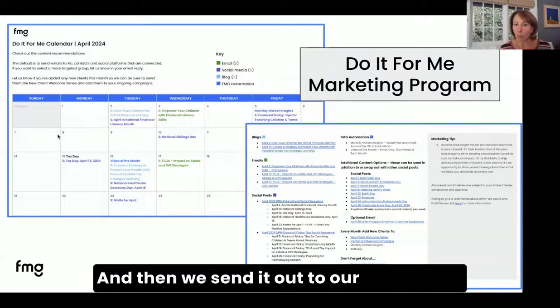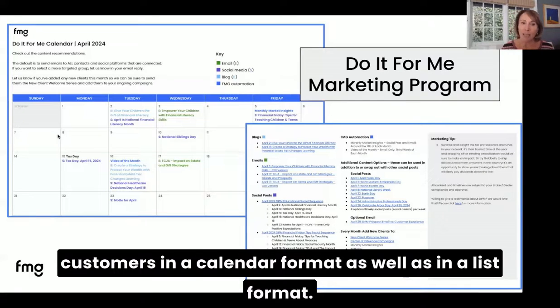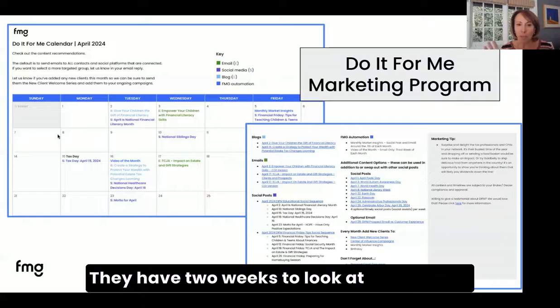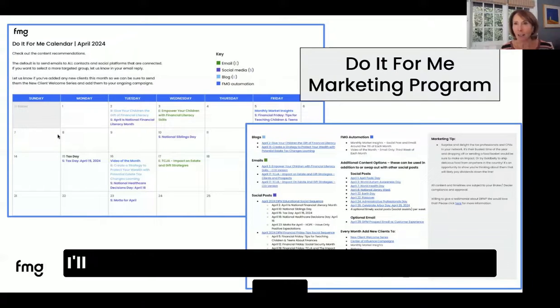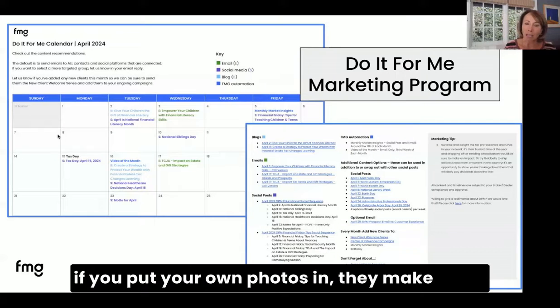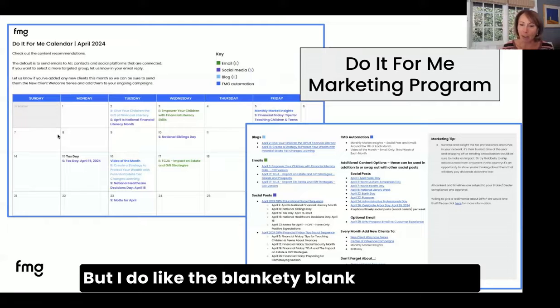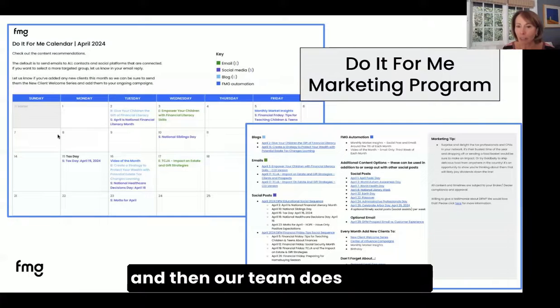And then we send it out to our Do It For Me customers in a calendar format as well as in a list format. They have 2 weeks to look at everything, decide if they want to make edits. I'll even suggest, like, these social posts would be great if you put your own photos in. They make edits. They say, skip National Siblings Day, but I do like the blankety blank optional post. And then our team does it for you.